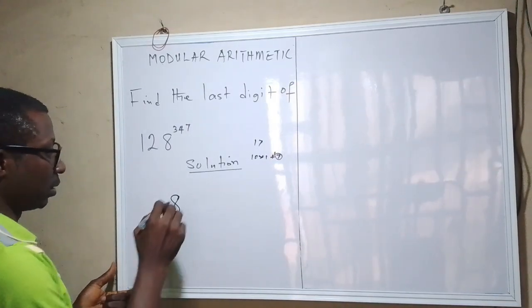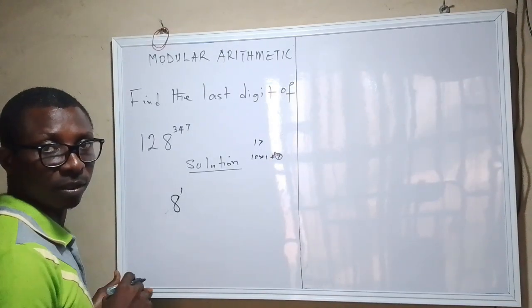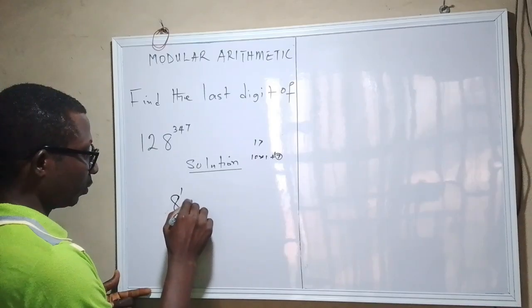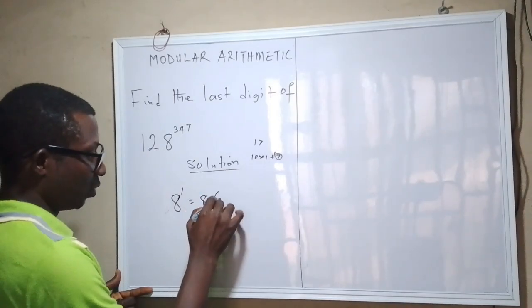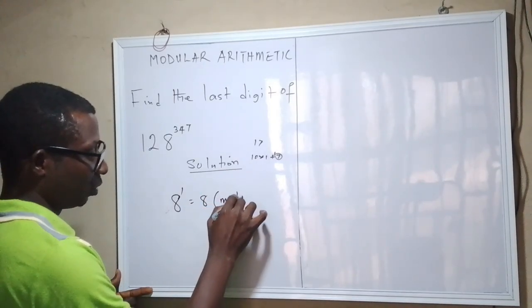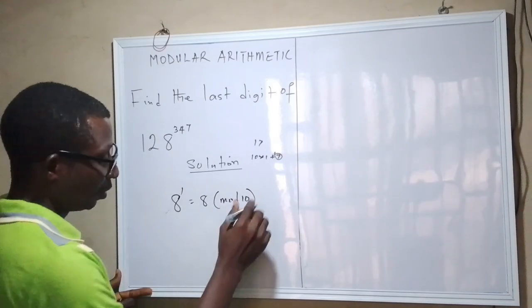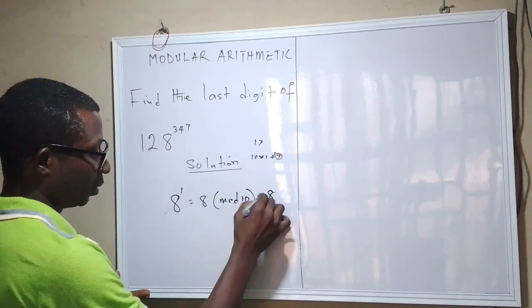So let's do that. Now we have 8 raised to the power of 1. It's the same thing as 8 in mod 10. So what is going to be the answer now? That's going to be 8.